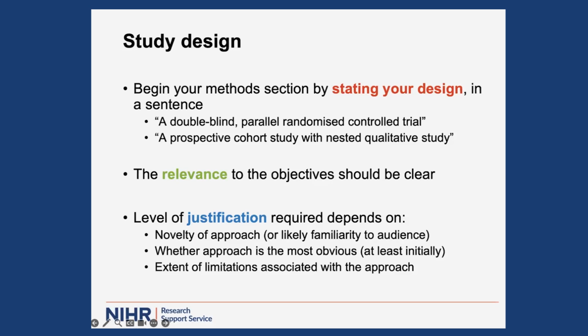So a nice, simple statement, first of all, just briefly describing what your study design is really helpful. So a couple of examples here: a double-blind, parallel, randomized controlled study. That immediately clues in most of your reviewers as to exactly what they're expecting to come later. Or a prospective cohort study with nested qualitative study. So they will understand, okay, there are different parts to this, and I can look out for those different bits. So hopefully the relevance to the objectives that you've laid out for your research should be clear.